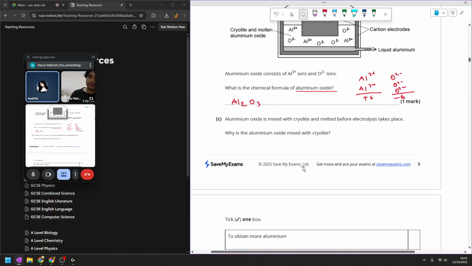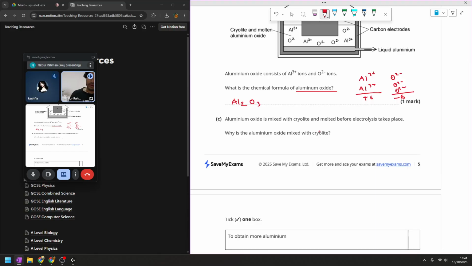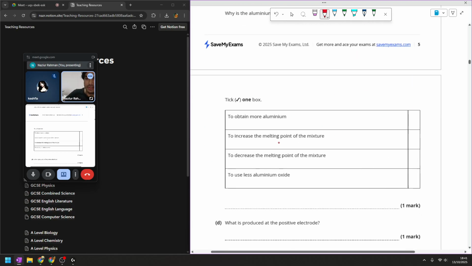Aluminium oxide is mixed with cryolite. Why is aluminium oxide mixed with cryolite? Options are to make more aluminium. No. To increase the melting point. Why would we want to do that? That's bad, right? That makes it harder for us to keep it liquid. So it's to decrease the melting point, so it's easier for us to melt it.